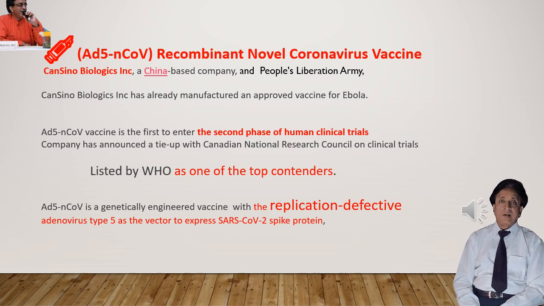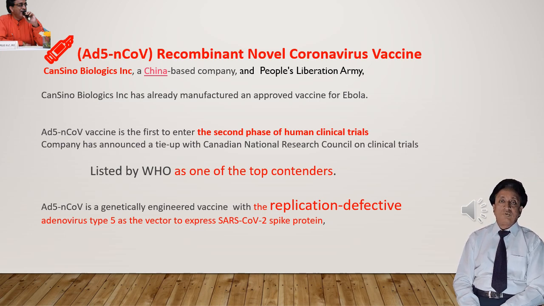And it is important to know that CanSino Biologics Incorporated has already manufactured an approved vaccine for Ebola, and this is, as of date, the first vaccine to enter the second phase of the human clinical trials, and the company has tied up with the Canadian National Research Council for the clinical trials.